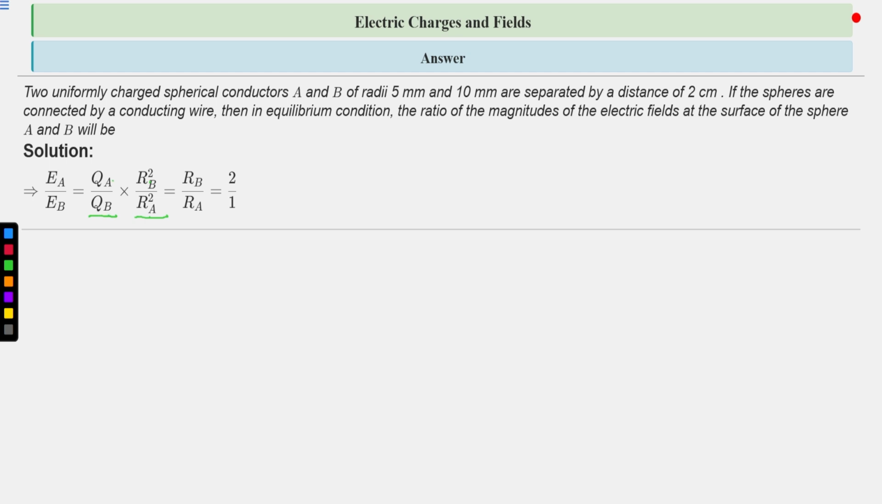QA upon QB is 1 by 2. RB upon RA is 2. So this will become 4. This will become 1 by 2. So the final ratio will become 2:1. Got it.